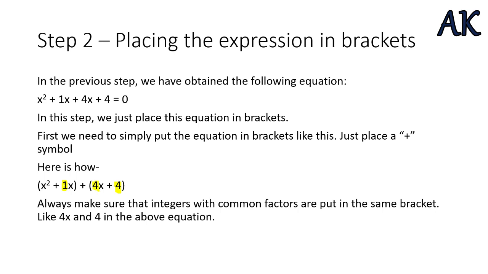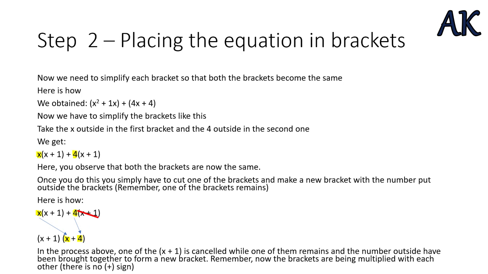Always make sure that integers with common factors are put in the same bracket, like 4x and 4 in the above equation. Now we need to simplify each bracket so that both the brackets become the same. Here is how it is done. We obtained x squared plus 1x in brackets plus 4x plus 4 in brackets.